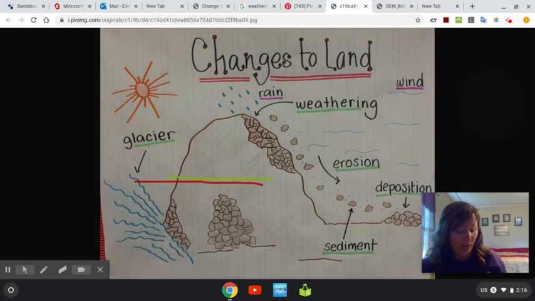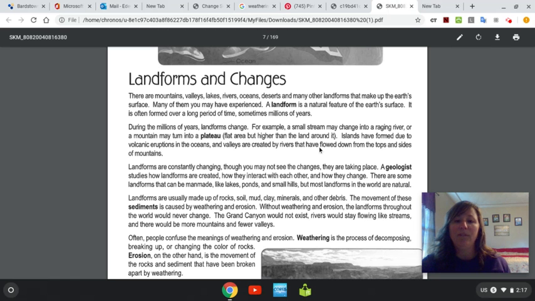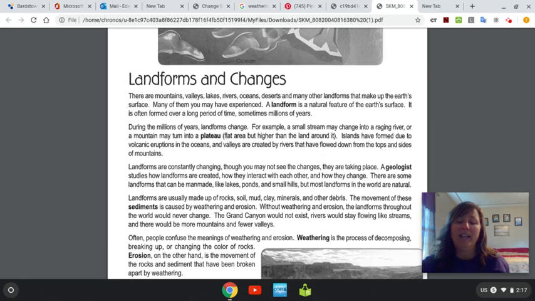And today, if you have internet, you can watch Study Jams, Weathering and Erosion, and you can take the quiz. You're also going to be reading Landforms and Changes. And as you go through, I want you to look for these bolded words. Remember, we got to have passage proof, so I want you to highlight those important words. Now, if you don't have a highlighter, you can always underline them with a pencil, or if you have a yellow or a pink marker, you can use that too.